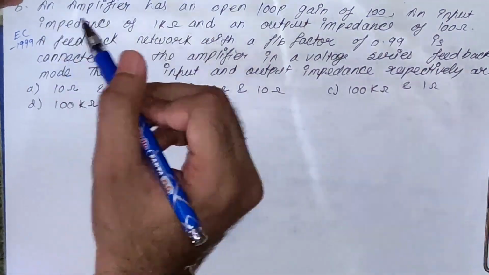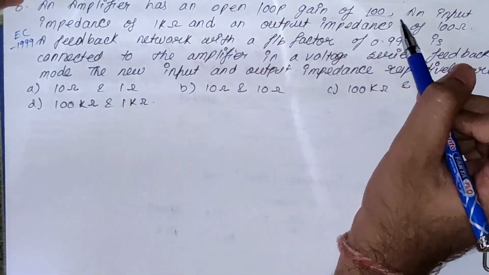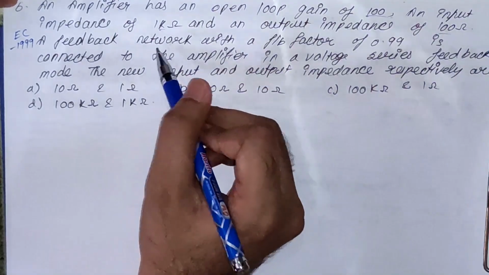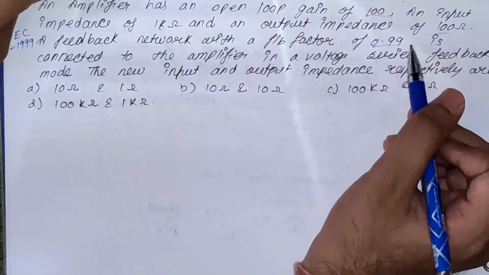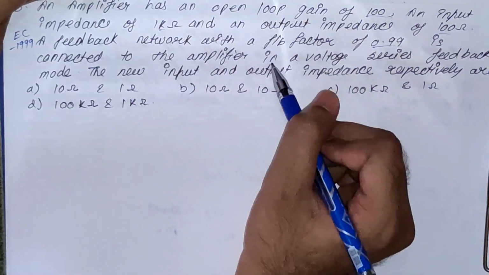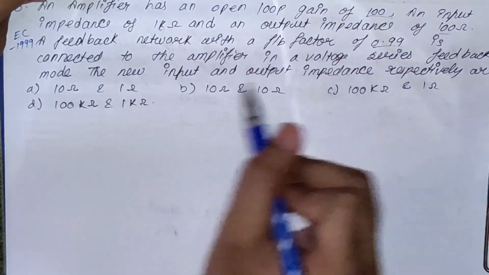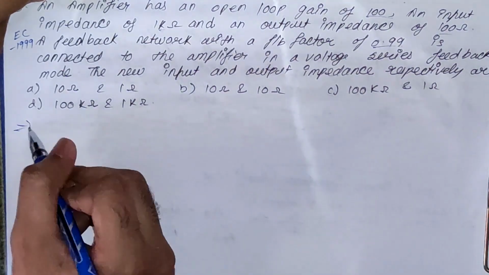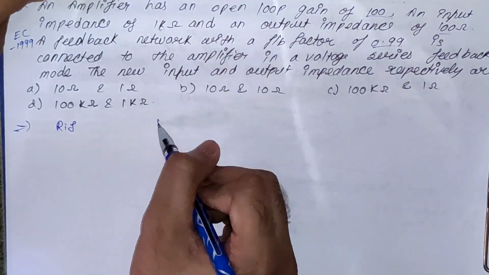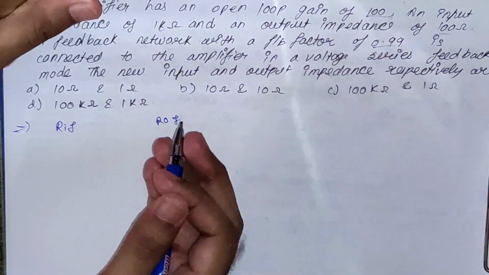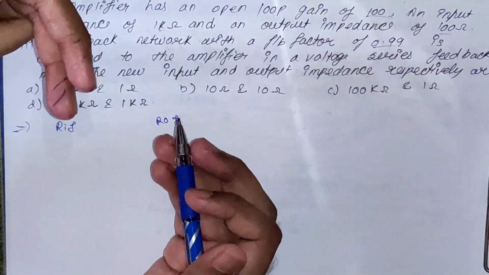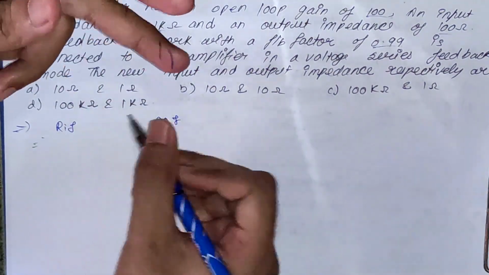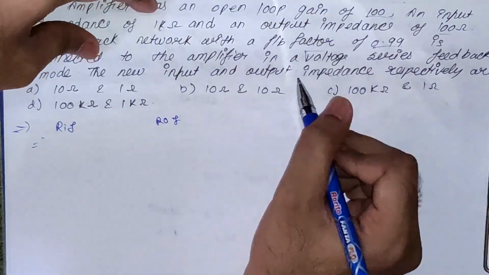The question says an amplifier has an open loop gain of 100, an input impedance of 1 kilo ohm, and output impedance of 100 ohm. A feedback network with a feedback factor of 0.99 is connected to the amplifier in a voltage series feedback mode. The new input and output impedance respectively are, so basically we have to find out RIF and ROF, input resistance with feedback and output resistance with feedback. Here also we are going to use the same trick, that is to attack on the name. The name here is voltage series feedback mode.